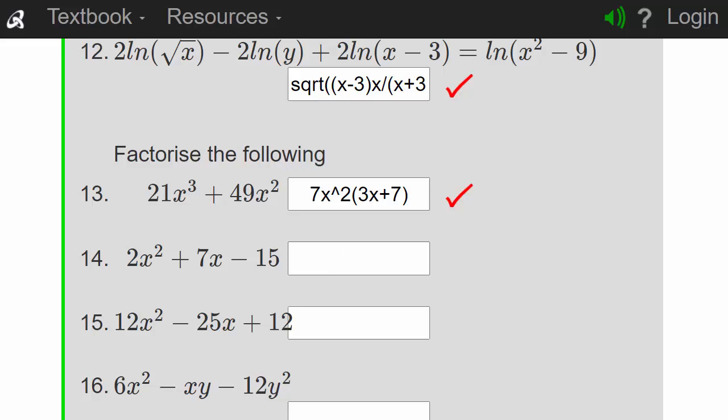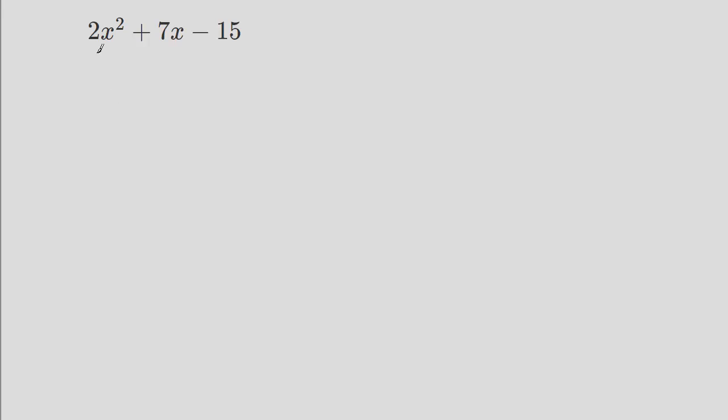Question 14. There are two main ways of factorising a quadratic. The first is by inspection, which is what we'll do now, and then the second is using the equation. I'm not really that interested in completing the square, that is another technique, but I'm not going to bother with that. So we need a couple of brackets, and we're going to have a 2x in the first bracket and an x in the second bracket.